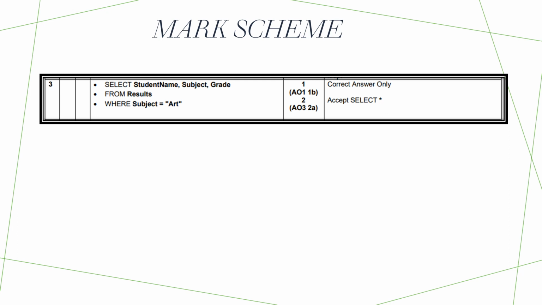If any of those are not correct, then you don't get any marks. In other words, if you've put something slightly wrong, like from table or from students or from subject or something, you don't get the mark for that bullet point.